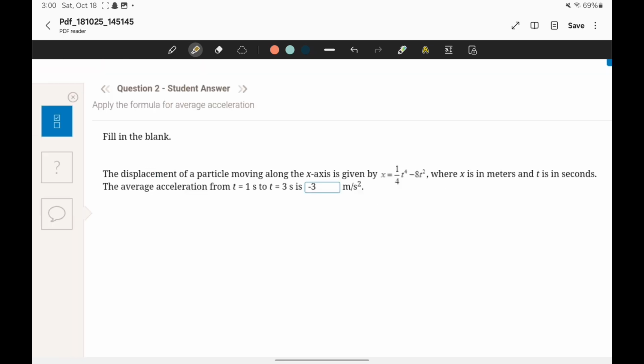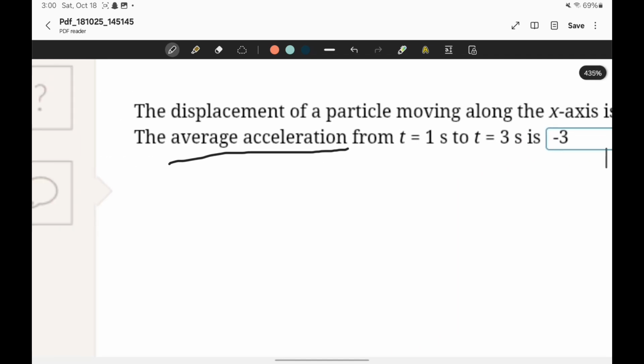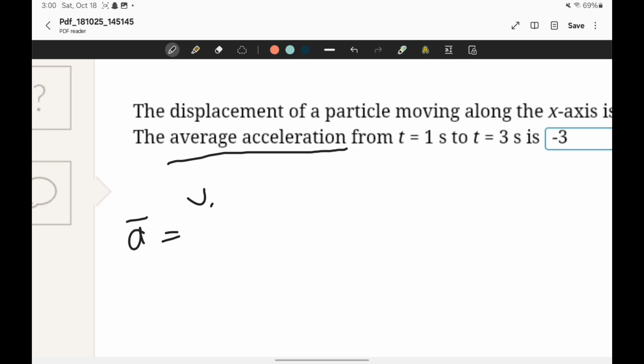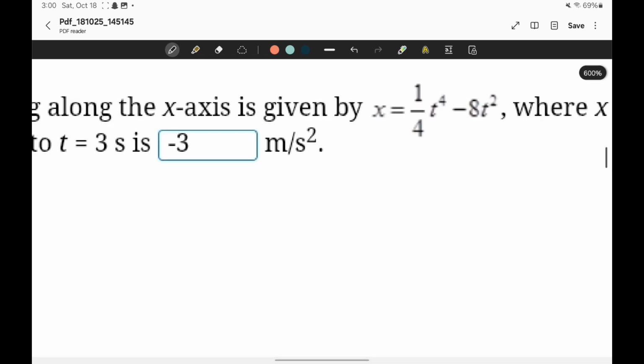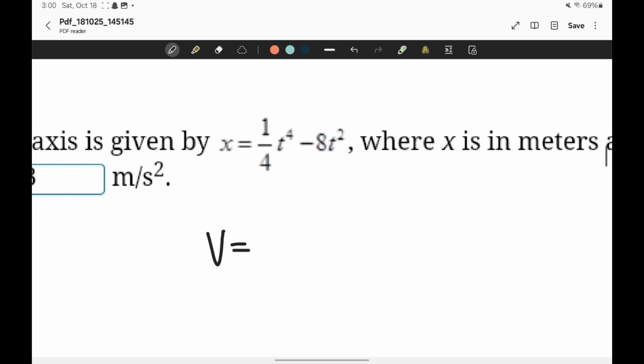Number 2, the displacement of a particle moving along the x-axis is given by this equation. The average acceleration from time 1 to 3 is blank. For this question, they're asking for the average acceleration. Remember, we said the average acceleration would be velocity 2 minus velocity 1 over time 2 minus time 1. So we need to find the velocity. To find the velocity, we derive this equation. So you get 1t cubed minus 16t, which is just t cubed minus 16t.